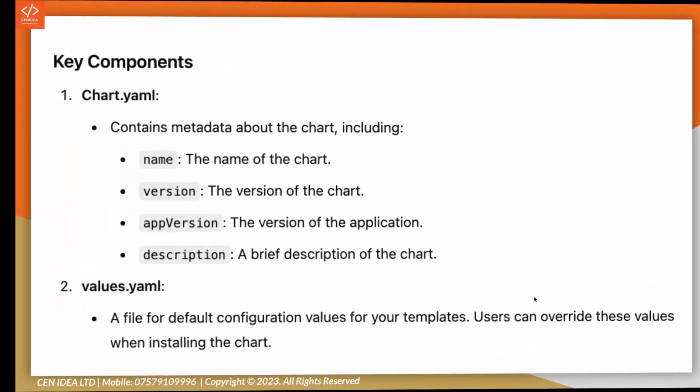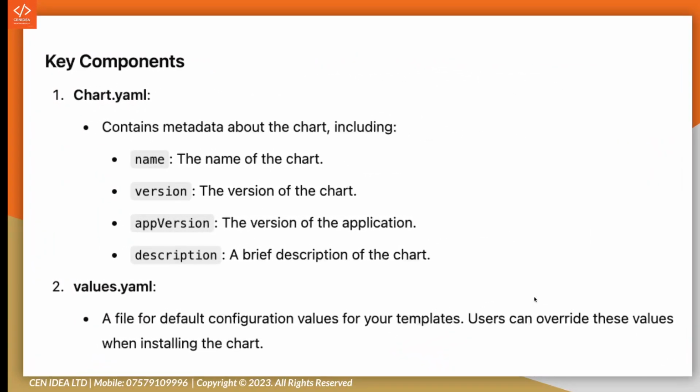What are they? First of all, the chart.yaml: what does it contain and what does it do? It contains metadata about the chart that you created, like the parent chart or the specific chart that you're working on. This is where you define the name of the chart, the version of this chart, which can be incremented over time, and the app version, the version of the application that you're going to be orchestrating with this chart.